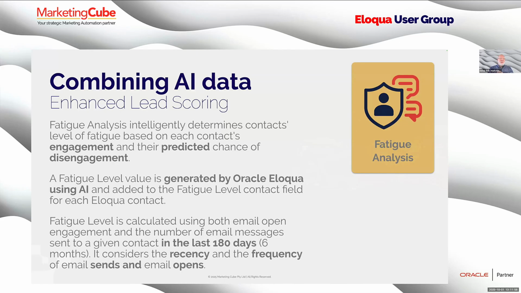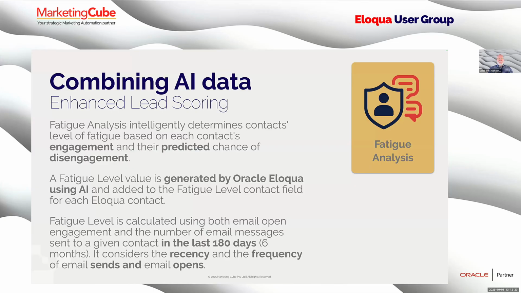All right, so the fatigue analysis assigns a level, I'll show you the levels here in a moment, to all of the contacts within your database, every single contact. And it's basically, as it says here, based on each contact's engagement and their predicted chance of disengagement. Okay. How does it do that? Well, I suppose that's where the AI comes in, right?